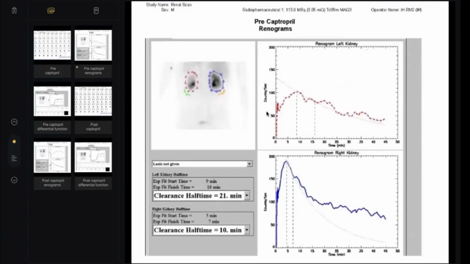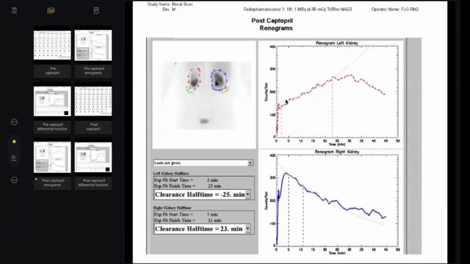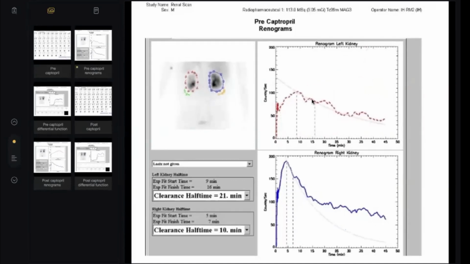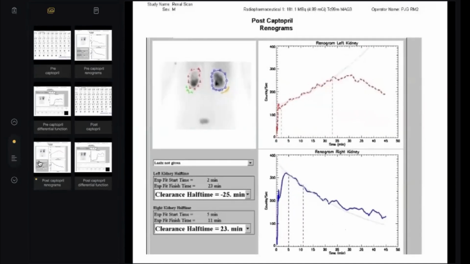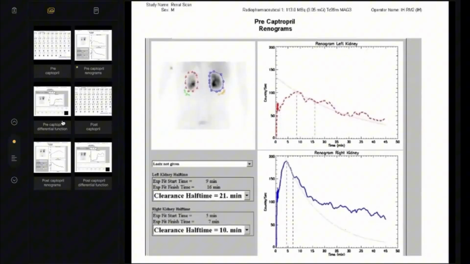Look here, this is the pre: uptake, delayed uptake, and poor excretion. But here, disaster, continuous uptake, and almost a plateau. If you find a difference between the two curves like this, it is a renal artery stenosis, according to the FRCR.